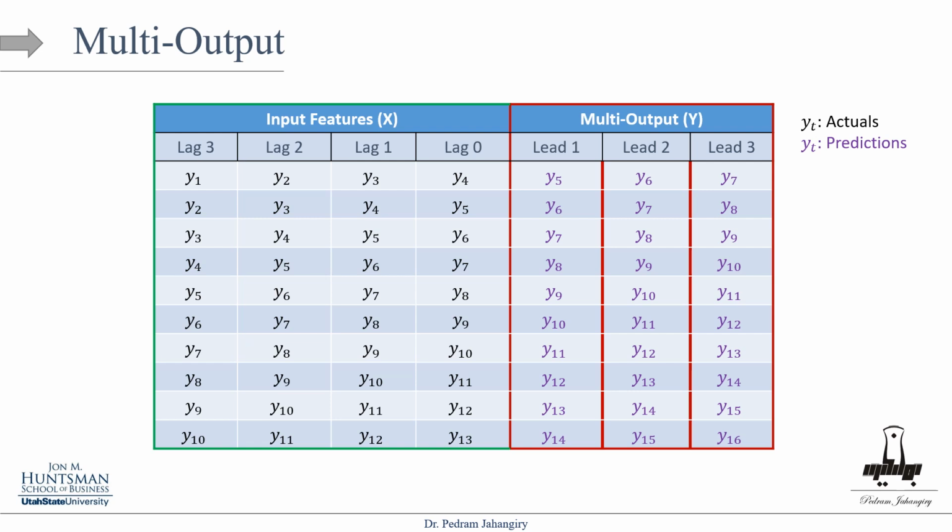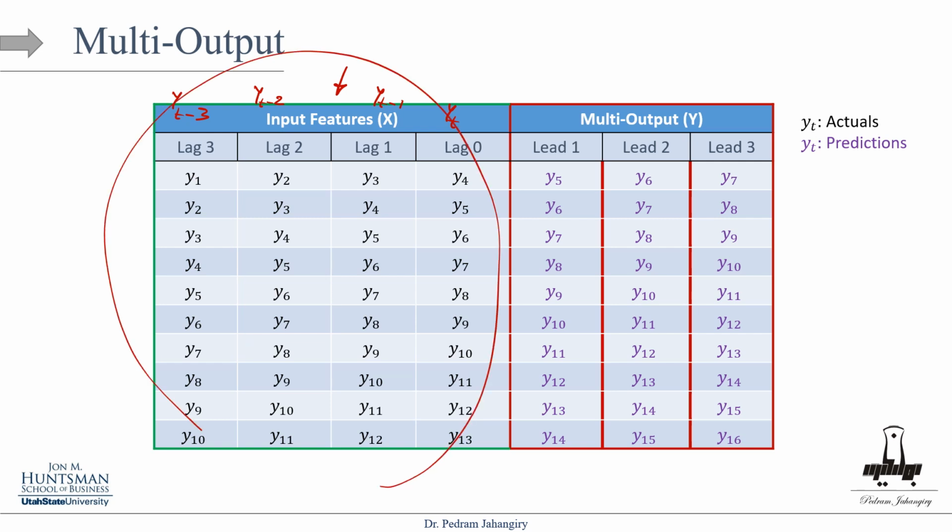Now, let's look at a case for the multi-output setup. The only difference between this one and the previous one is that, look at that, the features are pretty much the same. Let me go ahead and label them again. These are the features: yt, yt minus 1, yt minus 2, and yt minus 3. The only difference is that here we have multi-output at the same time for each observation.